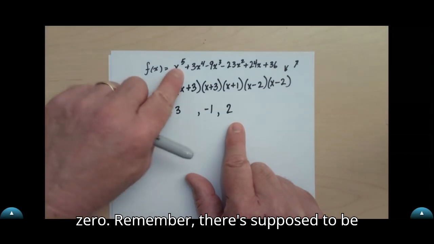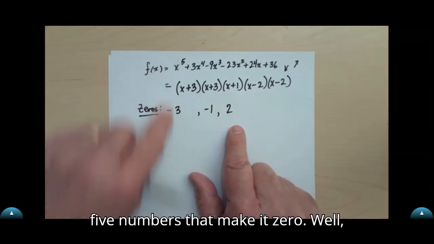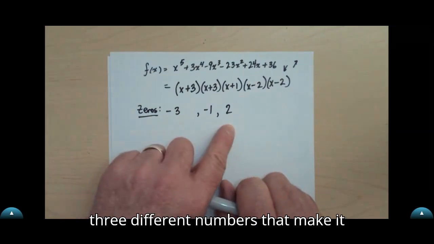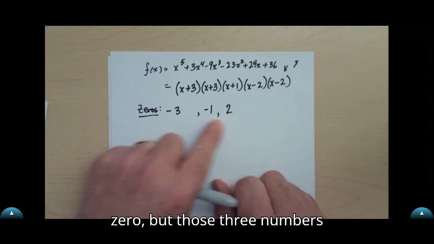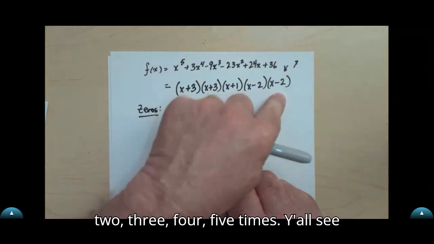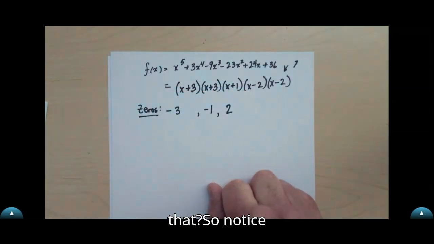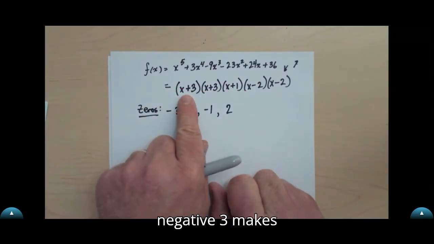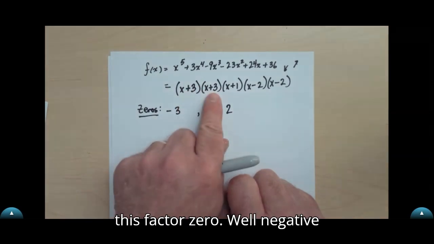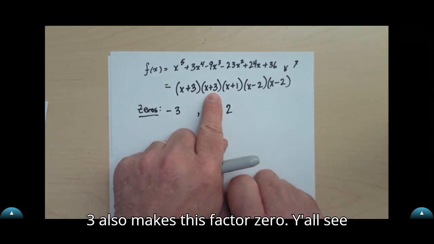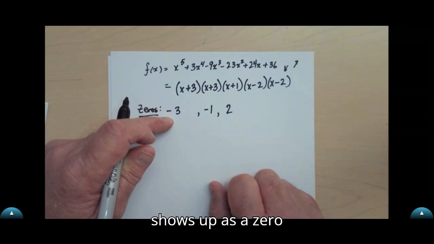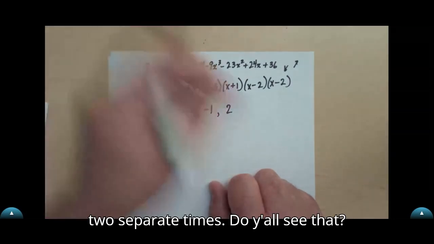Now, it's 5th degree, but there's only 3 different numbers that make it 0. Remember, there's supposed to be 5 numbers that make it 0. Well, there sort of are. It's just there are 3 different numbers that make it 0, but those 3 numbers between them make it 0 a total of 1, 2, 3, 4, 5 times. Y'all see that? So notice -3 makes this factor 0. Well, -3 also makes this factor 0. Y'all see that? So -3 shows up as a 0 2 separate times.